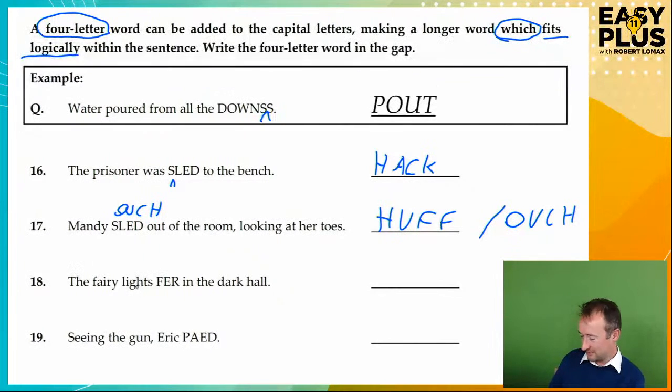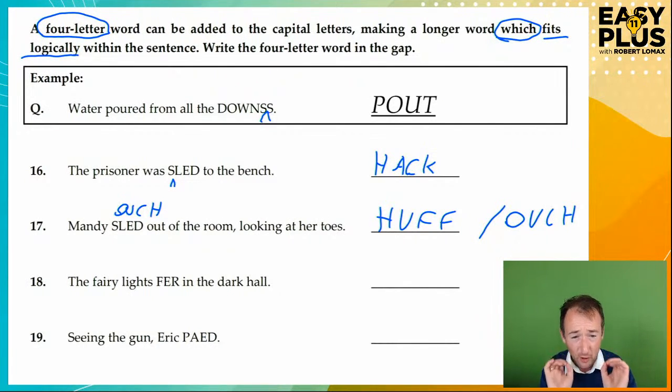The fairy lights fur in the dark hall. What do lights do? They shine out. They could something fur. But I don't know. Nothing comes to mind. Lights might shine really strongly. But what else do fairy lights do?